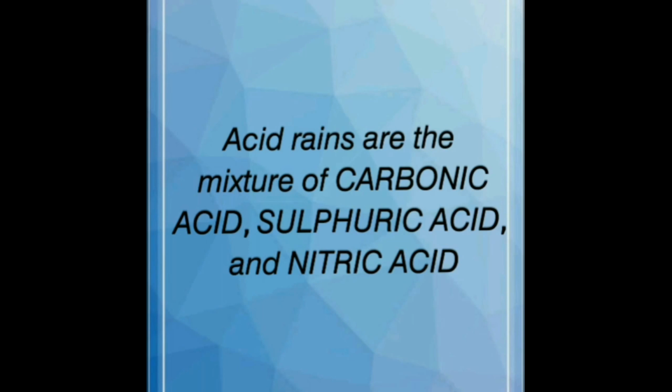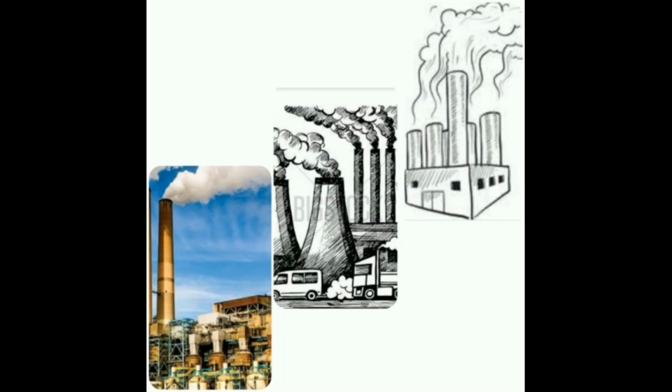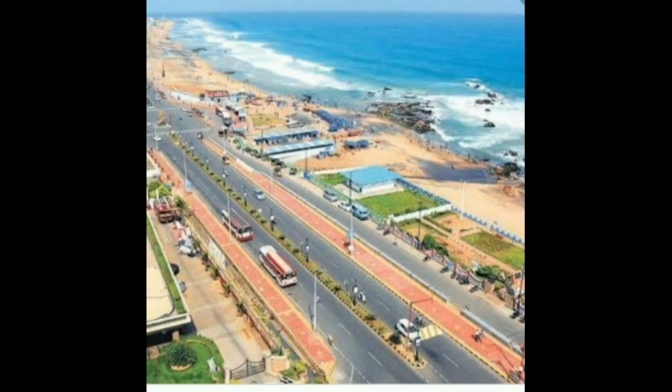Acid rain is a mixture of carbonic acid, sulfuric acid and nitric acid with rainwater. We know that industries are growing more in our country, which release poisonous and hazardous gases like sulfur dioxide, nitrogen oxide, etc. Hazardous means harmful to health. When these get mixed with moisture, they turn into acid. As a result, we experience acid rains. Visakhapatnam can be taken as the best example for acid rains.